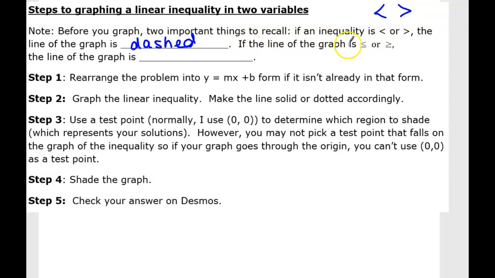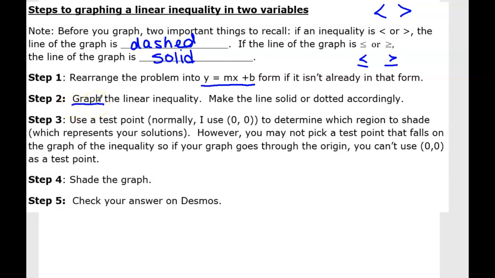Okay, but if the line of the graph has that equal sign, so less than or equal to or greater than or equal to, in that case, the line of the graph is going to be solid, just like we've been making for linear equations. Okay, so the procedure to follow is step 1. We always have to rearrange the problem into slope-intercept form. That just makes it easier to graph. Okay, so we can identify the slope and the y-intercept. And that makes it easy to graph.